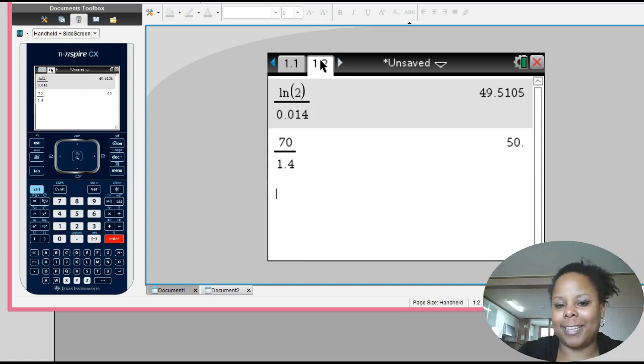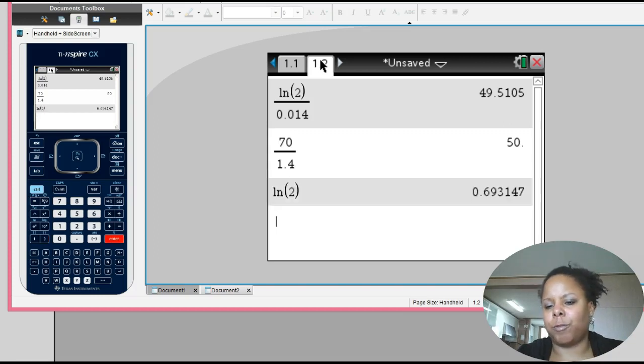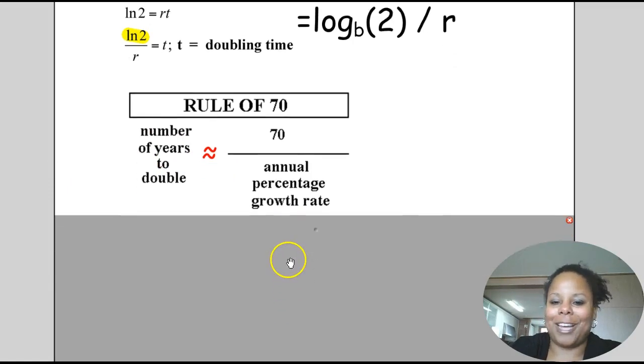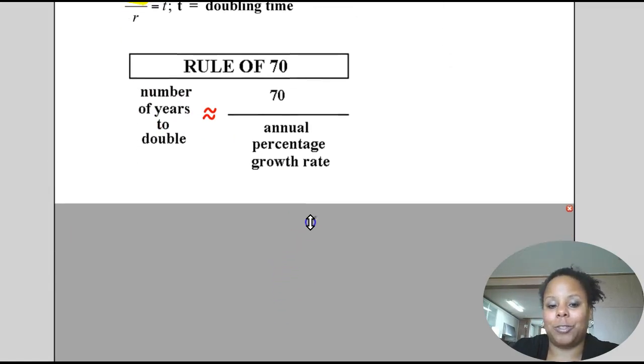And why is that the case? Well, the natural log of 2 is around 0.7, which is close to 70%. So this is basically saying 70% divided by 1.4% will give you an answer close to your actual answer, not the exact one. So getting back to how do we find this for exponential decay?